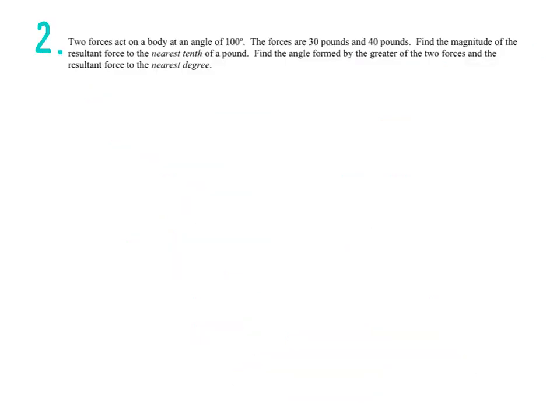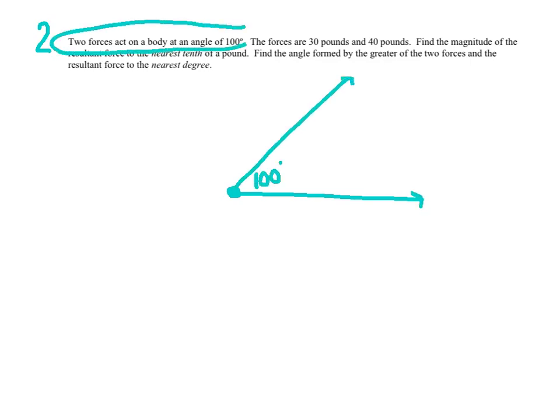All right, second example. Two forces act on a body at an angle of 100 degrees. So I'm going to start at my beginning point, draw one force, draw my second force, and I'm going to label 100 degrees between them because it says they act together at 100 degrees. Now, you'll notice, does that look like a 100-degree angle? And I would hope you'd say no. This is an acute angle, which is less than 90. So technically, this angle should look obtuse. And I'm going to redraw it so it looks obtuse, and there's my 100-degree angle.